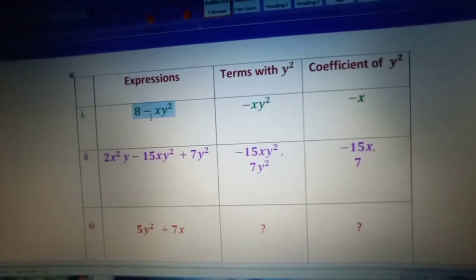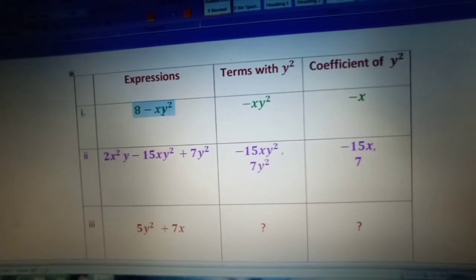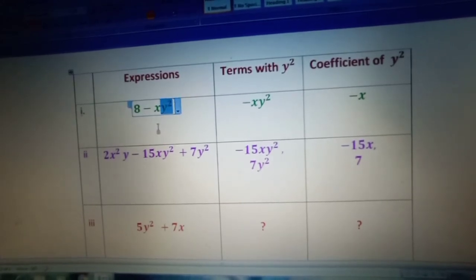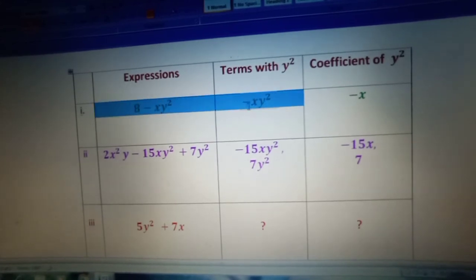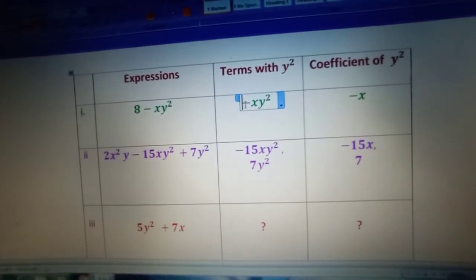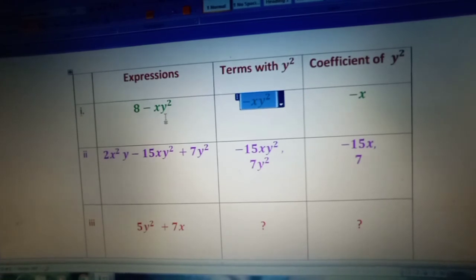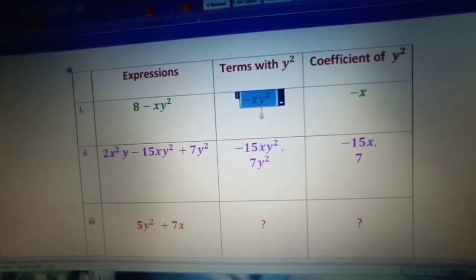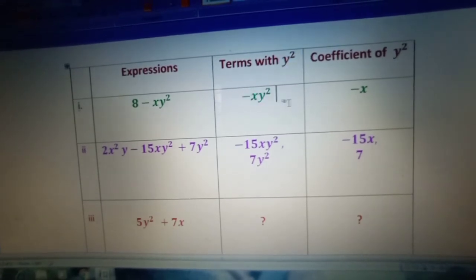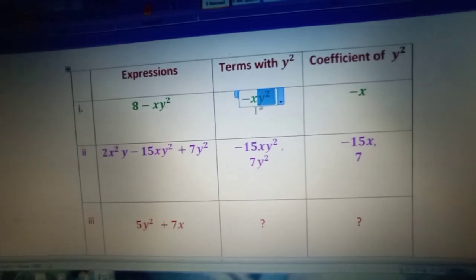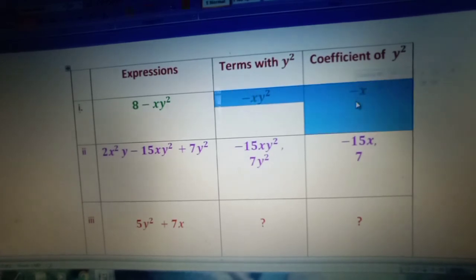8 minus xy square. See, y square is here, so you have to mention this term only, minus xy square. When you mention this, the coefficient of y square is minus x. So you will mention this one only.